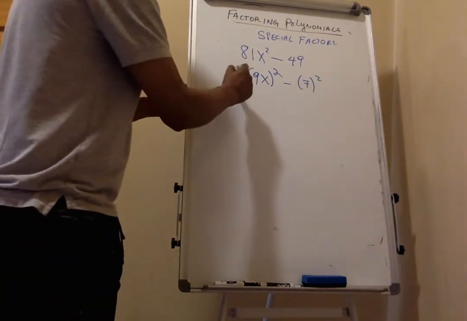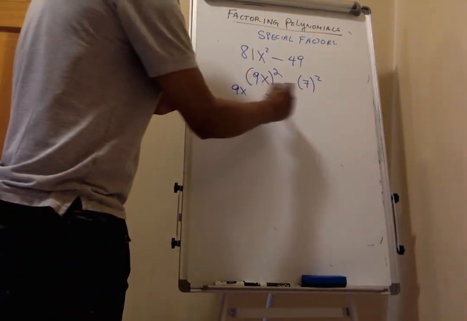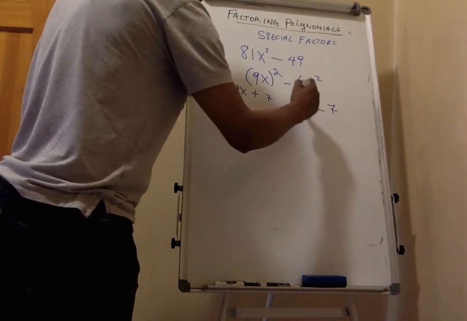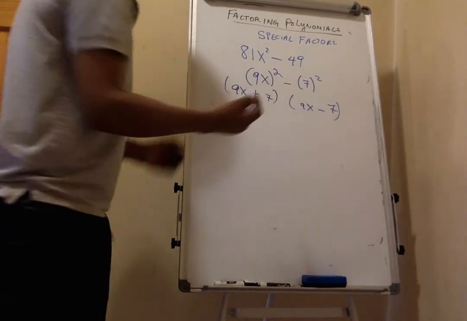Then you would write what? This is 9x, 7, 9x, 7. One of them is plus, one of them is minus, and then we're done.